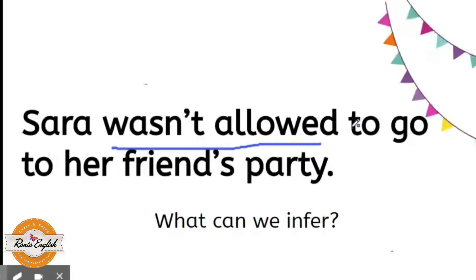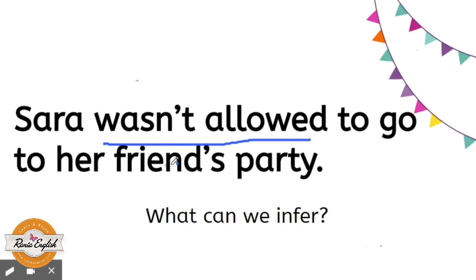What can we infer? So she was not allowed to go to her friend's party. She wasn't allowed. Who didn't allow her to go to her friend's party? Probably her parents. What can we infer from this? We can infer that this was probably a punishment for something that she did.